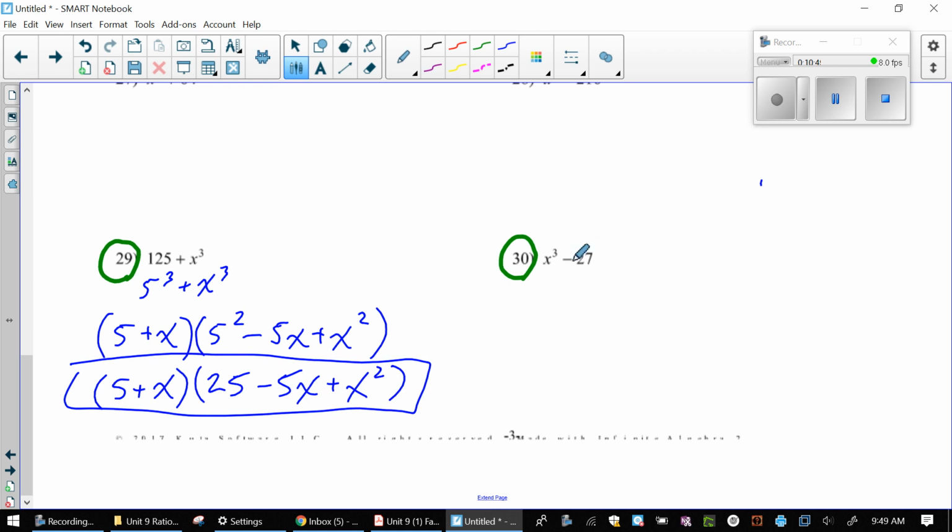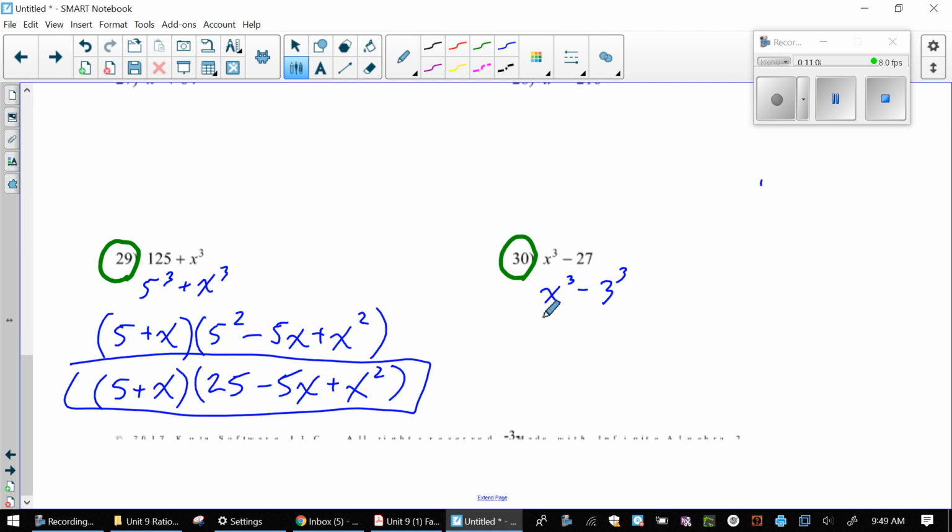Alright, so now let's do a difference of cubes. Again, it might help you to rewrite it. x cubed. 27, I remember, is 3 cubed. Again, if you don't remember, start writing those cubes out. Write them out on the side of your paper. Start quizzing yourselves. Get out that power chart. Alright, and I have x cubed minus 3 cubed.